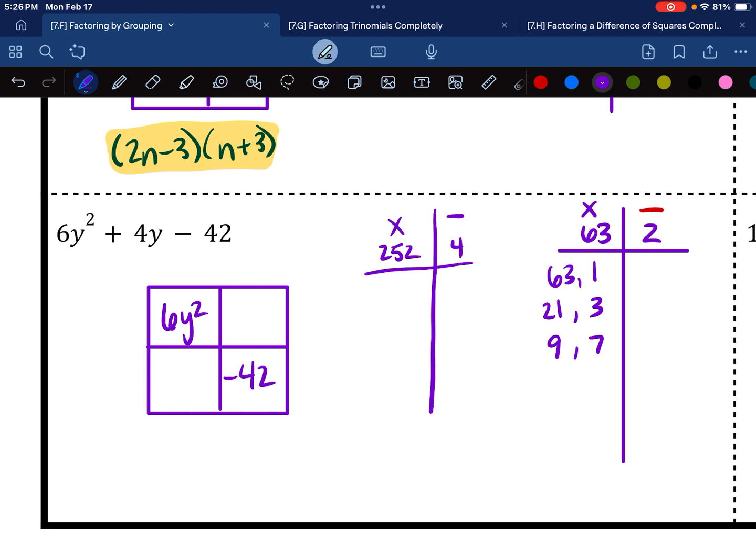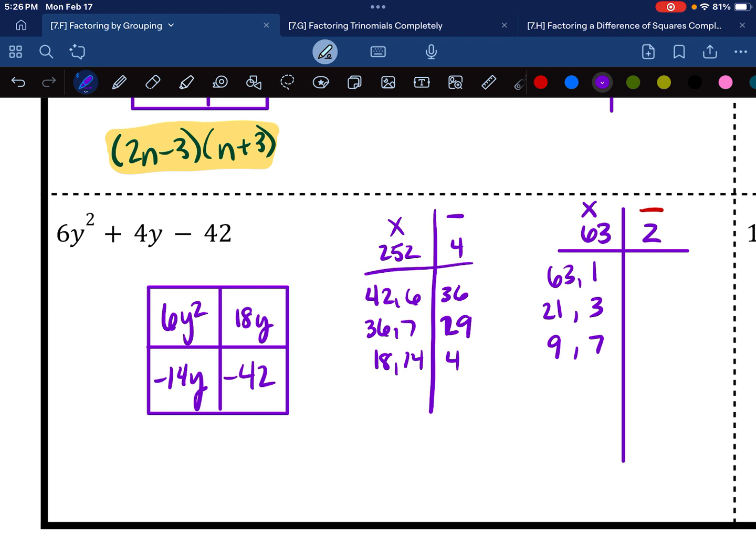Let's see, if I divide by 42 and 6 gives me 36. So I know it has to be bigger than 6. 36 and 7. Again, it's getting closer. It's what, 29? 18 and 14 subtracts to make the 4. So I could call this 18y and negative 14y.